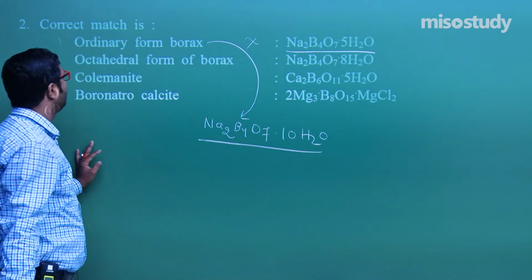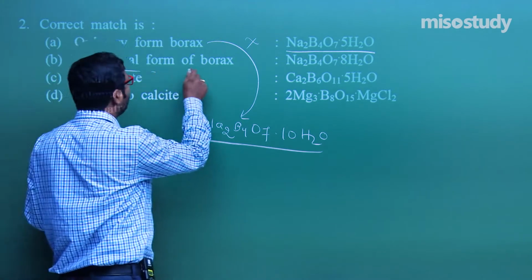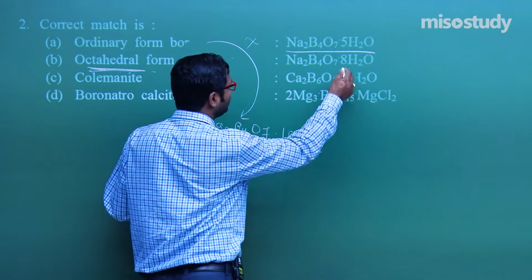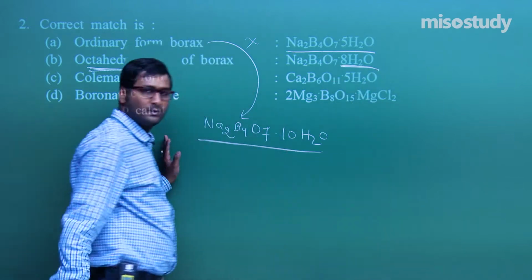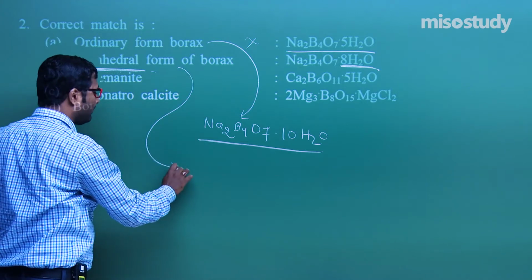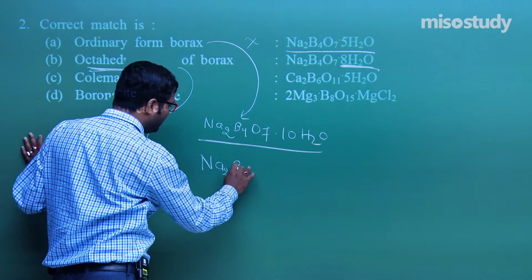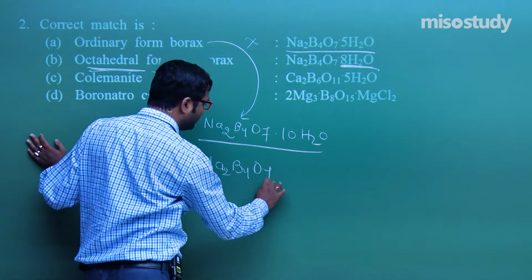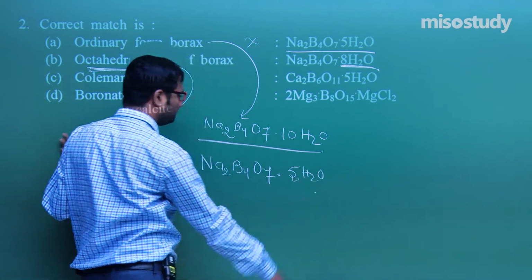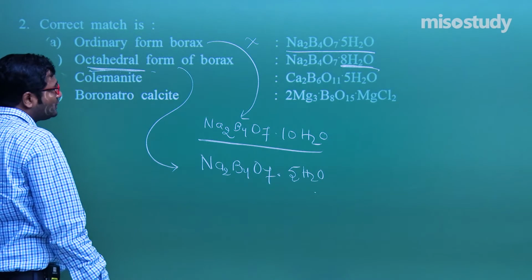Octahedral form of borax. By looking at this name, you easily assume that is 8H2O. No. During my lecture, as I discussed, what is the octahedral form of borax? Na2B4O7 into 5H2O. This is the form. Clear?